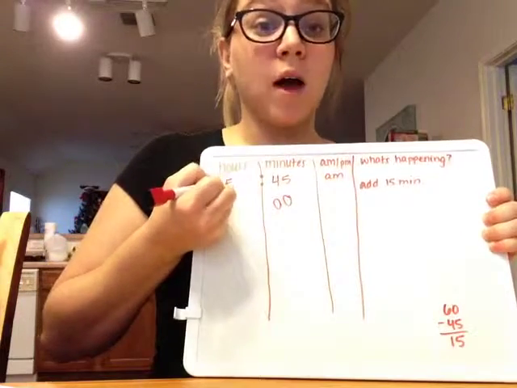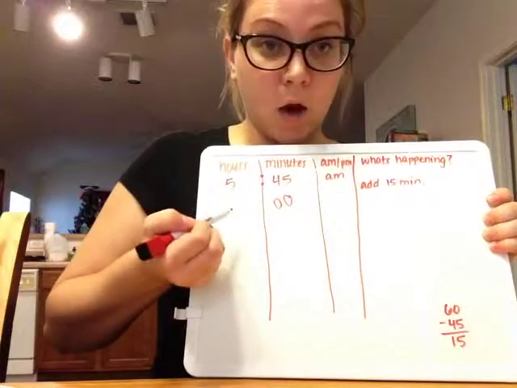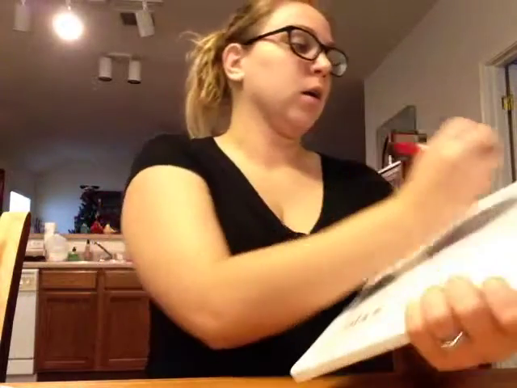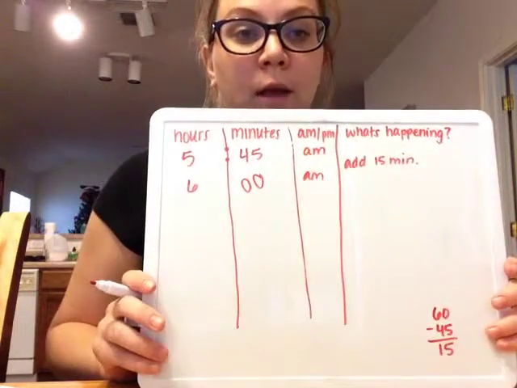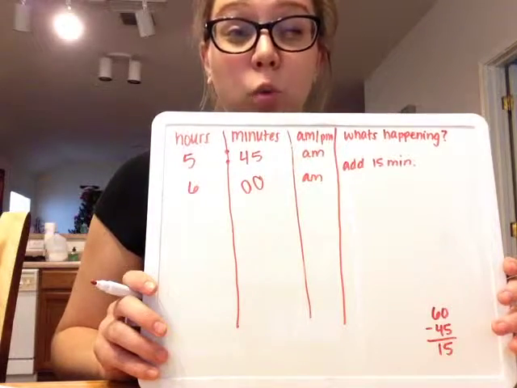And it'll take this 5, and we're going to regroup those 60 minutes as an hour. So now we're at 6 o'clock, and we're still at AM. So it's now 6 o'clock a.m. Now we're going to see how much time we need to get to 12 p.m.